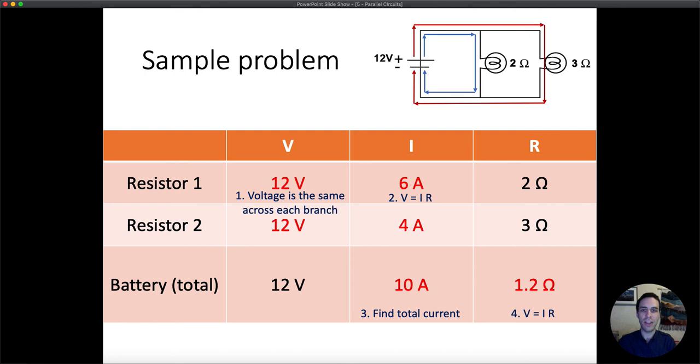Notice that the voltages are the same, the currents add up, and the resistance of the whole circuit is less than the smallest individual resistor. You could have also calculated the effective resistance by using one of the other two equations on the previous slide. That's how you solve a problem with parallel circuits. Thanks for watching.